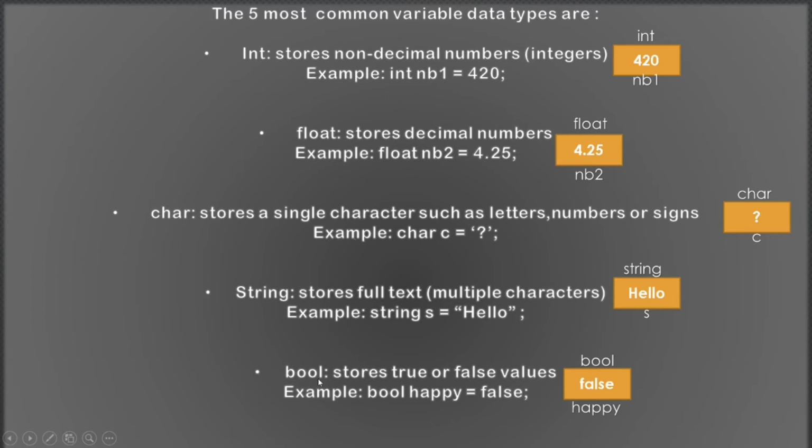Now booleans. Booleans are basically variable data types that store only true or false values. So bool happy equal false. We have a boolean called happy, and it can be either true or false. These are the only values that a boolean stores. You're gonna see later in our code that false is represented by a 0 and true is represented by a 1. So that's it, let's jump to the code.